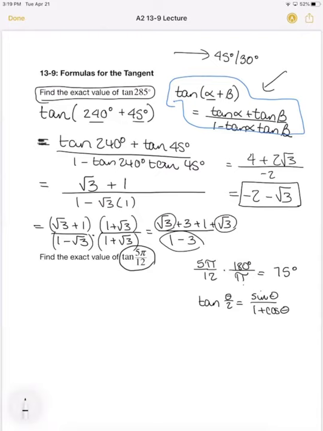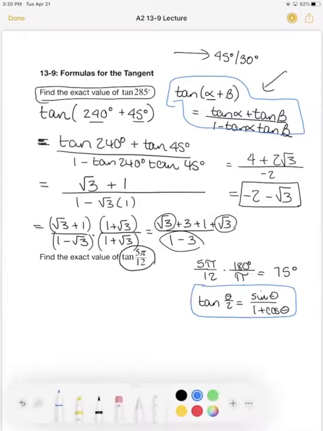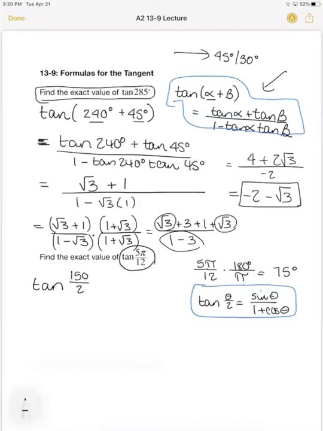But just so we can use a different formula, let's go ahead and use the tangent of theta over 2. I went ahead and did that formula right here. The tangent of theta over 2 is the sine of theta over 1 plus the cosine of theta. So what I'm going to have to figure out here is, 75 is what angle divided by 2? Well, to figure that out, I'm going to double 75. What's 75 times 2? 150. I'm going to write that it's the tangent of 150 over 2.